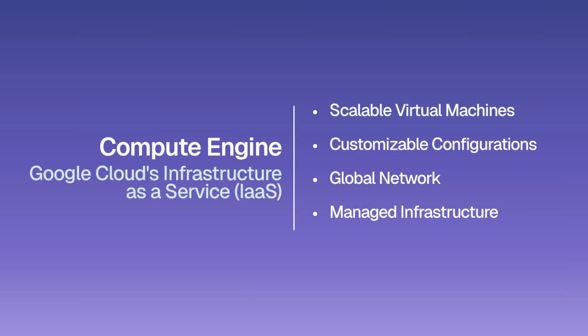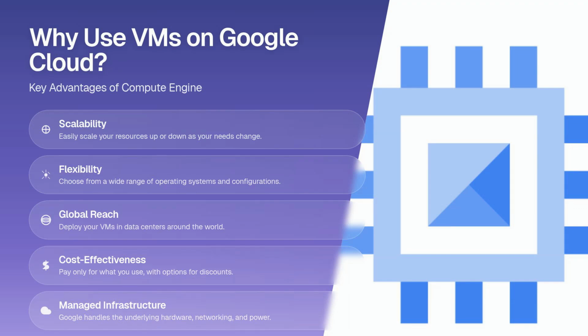Google Compute Engine is a core part of Google Cloud Platform, offering virtual machines also known as instances. These instances provide the infrastructure needed to run your applications. You can customize them with various machine types, operating systems, and storage options, all while benefiting from Google's global network and robust infrastructure management.